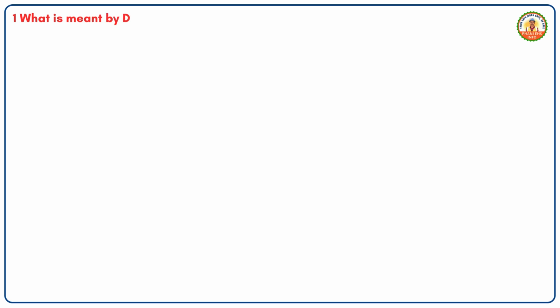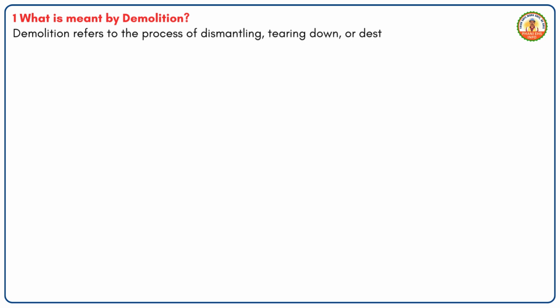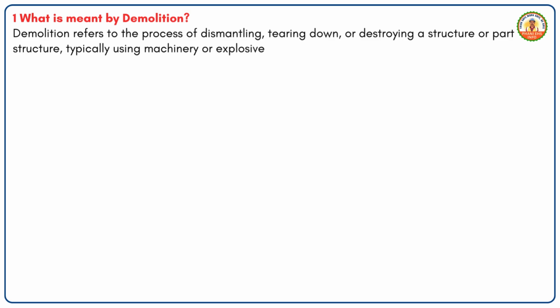1. What is meant by demolition? Demolition refers to the process of dismantling, tearing down, or destroying a structure or part of a structure, typically using machinery or explosives. 2. What are the safety measures in piling operation?